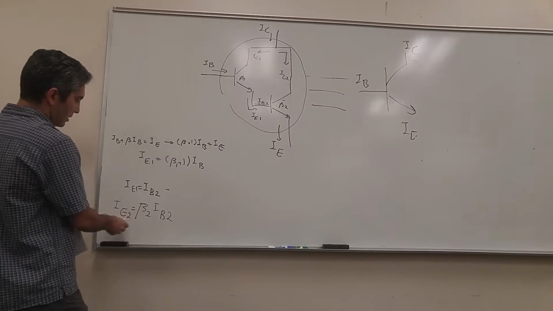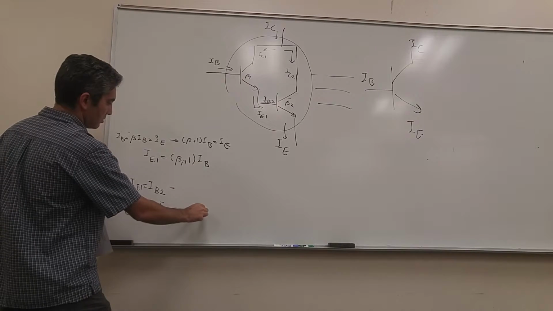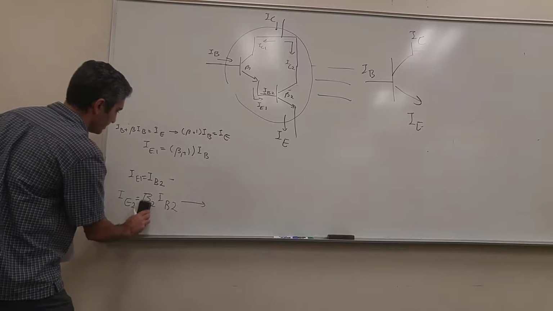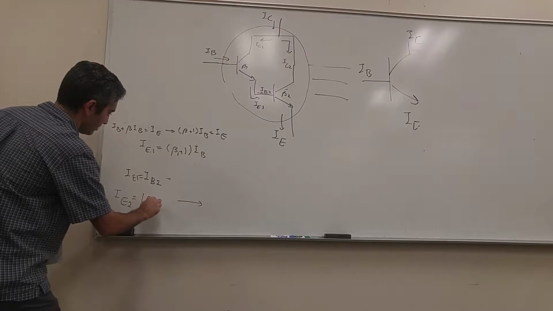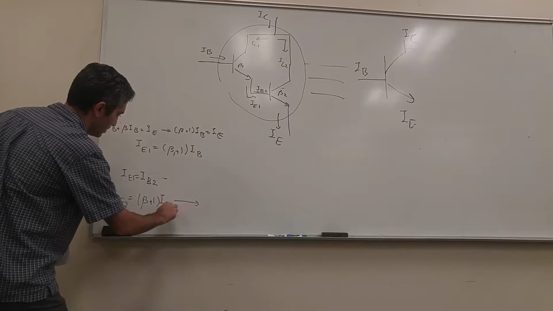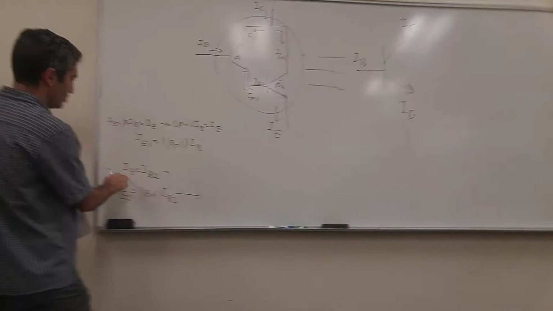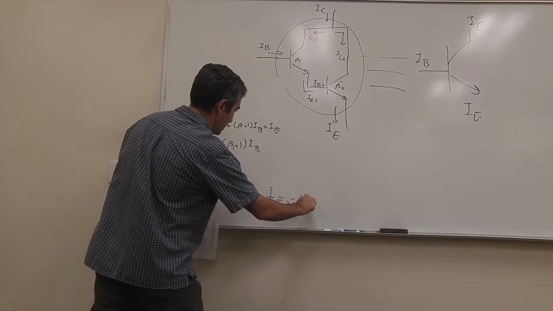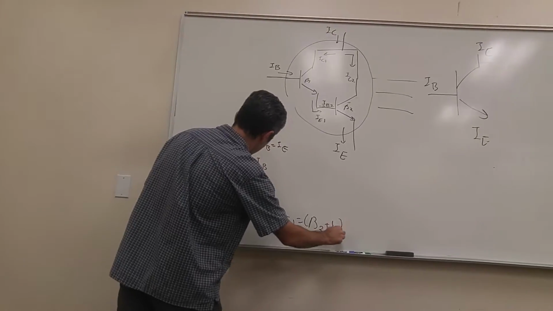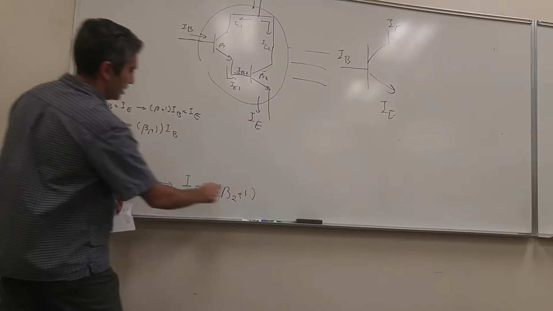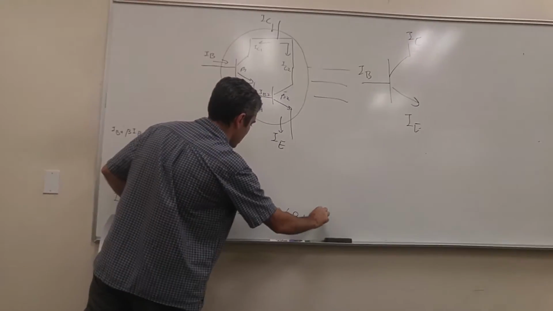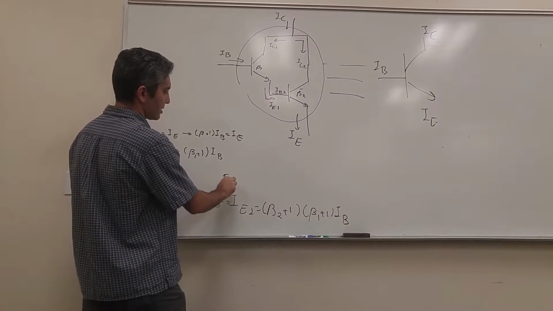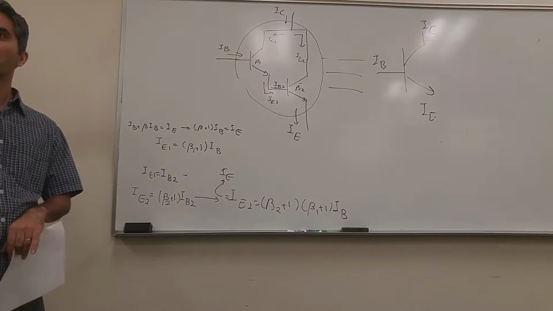So now I replace IE2 with that equation. Would it be beta 2 plus 1? Sorry, beta plus 1 times IE2. So IB2 is IE1, so I'll replace that. That would be IE2 is equal to beta 2 plus 1 times IB2, which is IE1. That would be beta plus 1 plus IB. And that IE2 is actually IE for that device, that new device that I invented, right?